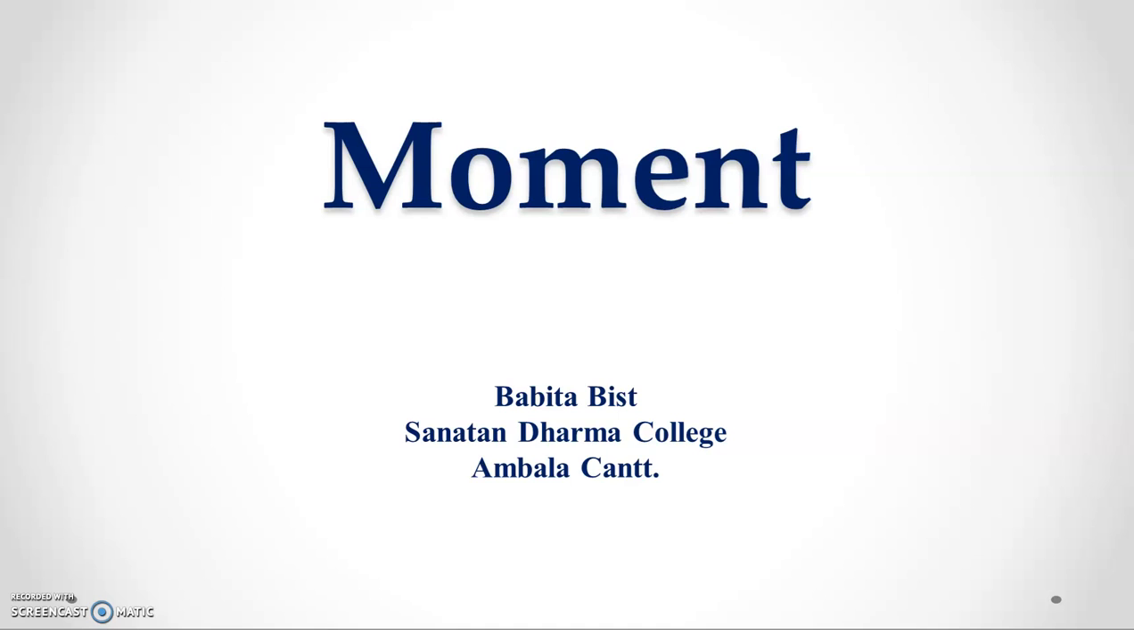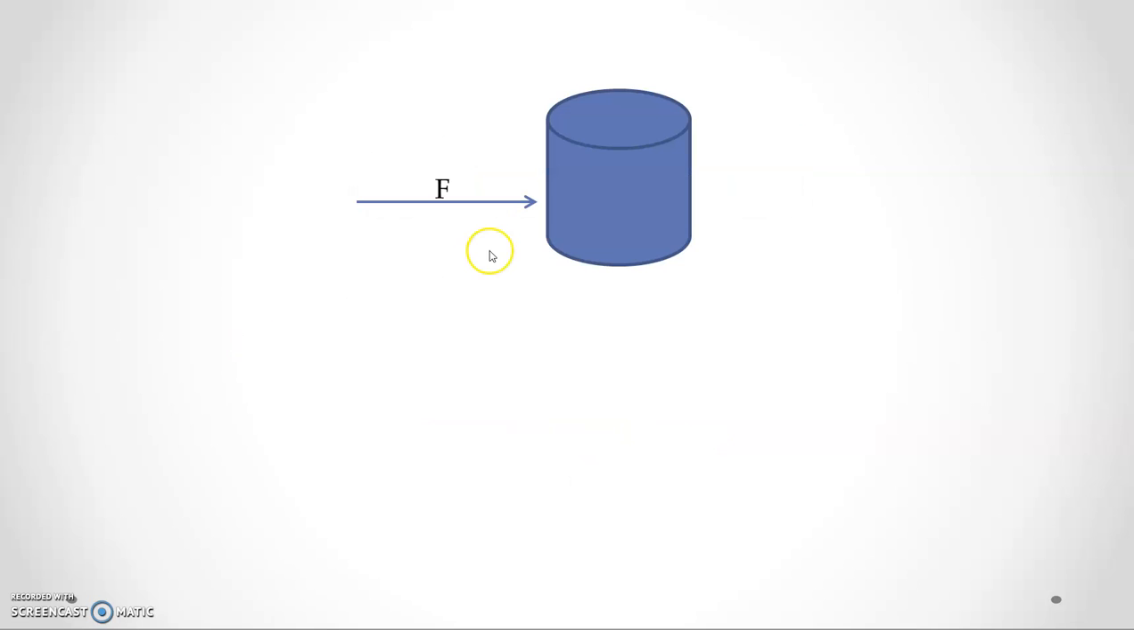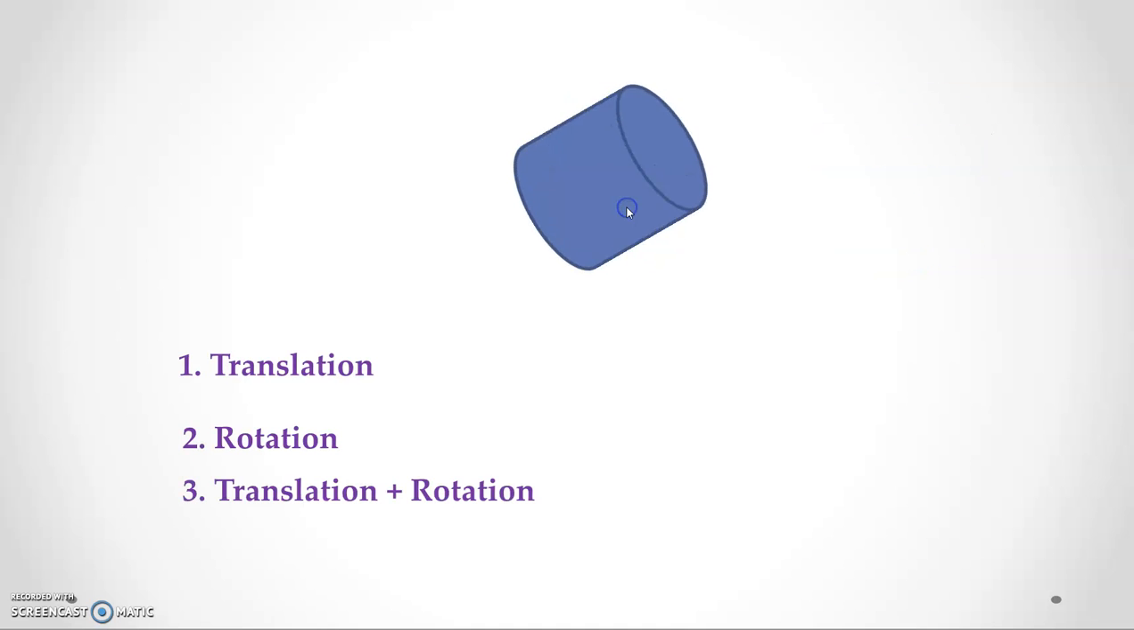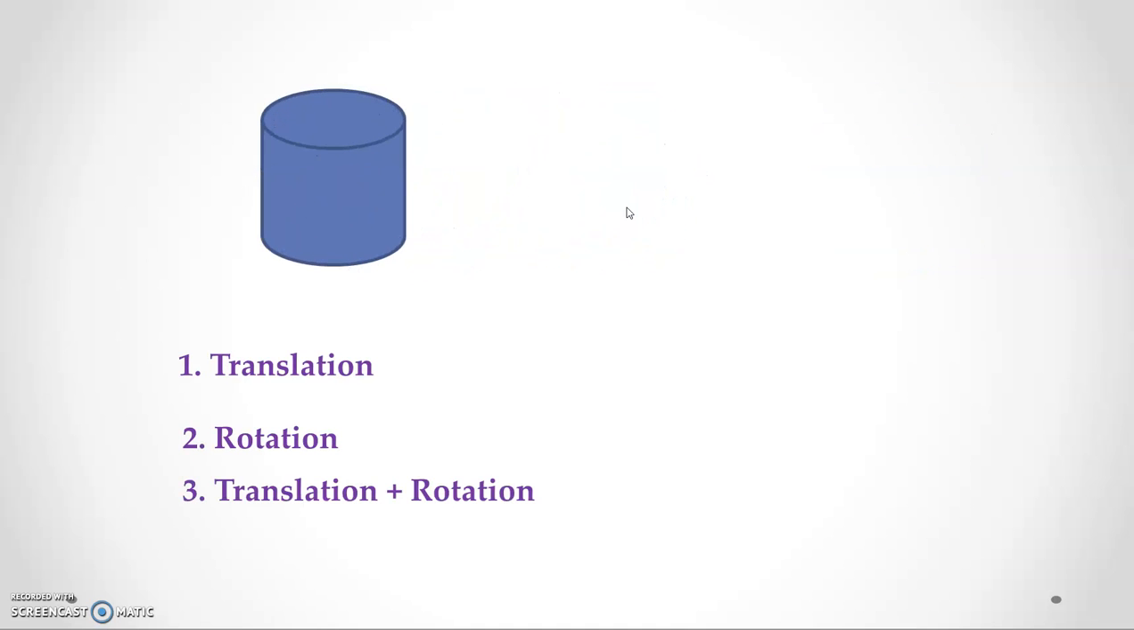Hello all. In this video, we are going to study what is moment and what is the formula for moment of a force about a point and about a line. So let us start. Let us consider some rigid object under some force F. Due to this force, this rigid object may translate, may rotate, or do a combination of both translation and rotation.